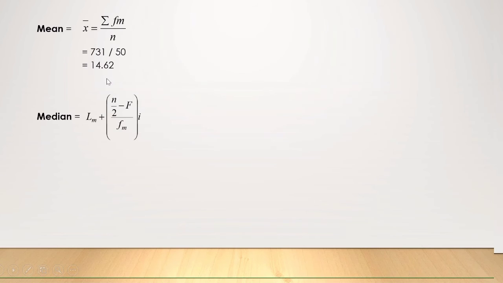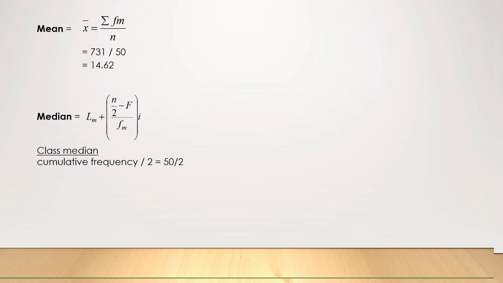So next is median. The median formula, this is the LM will be the lower boundary of the median class. N will be the total frequency. F will be the total frequency before the median class. And FM will be the frequency of the class median. And I will be the class width. So we just insert the calculation in the formula.